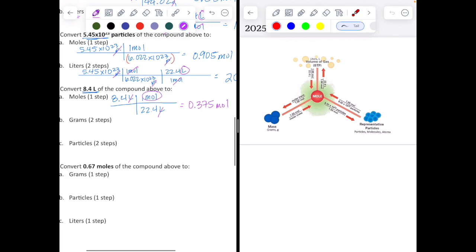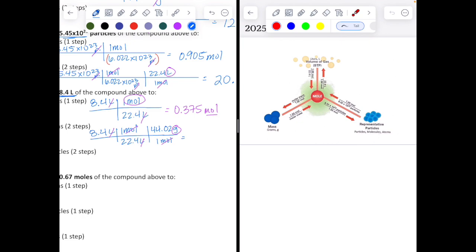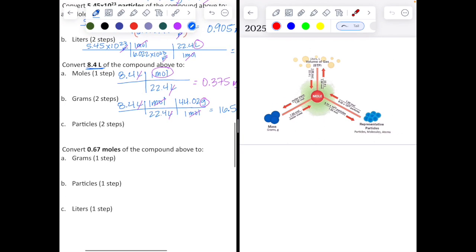Okay, so this is our final unit. Liters is going to cancel, moles is going to cancel, and we're going to end up with grams. Follow the units every single time. 16.5 grams. And the next one, we're going to set up similar, but our last step is going to be different.